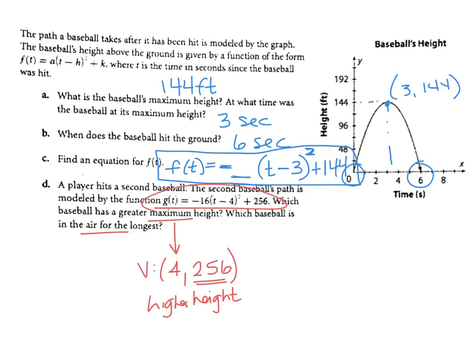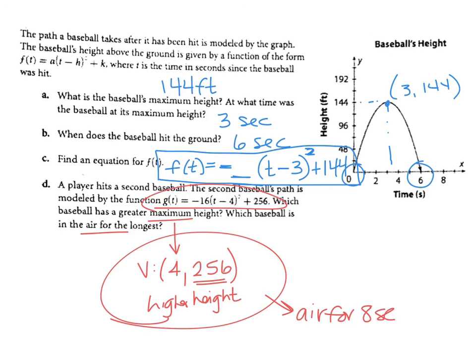The other one's only going up 144. This is 256. And then which one's going to be in the air for the longest? My initial guess is probably this one, because it takes 4 seconds to get to its highest height, which means it's probably going to take 4 seconds to come back down. So my guess is that this one's going to be in the air for 8 seconds, but I would need to use my calculator to verify that.